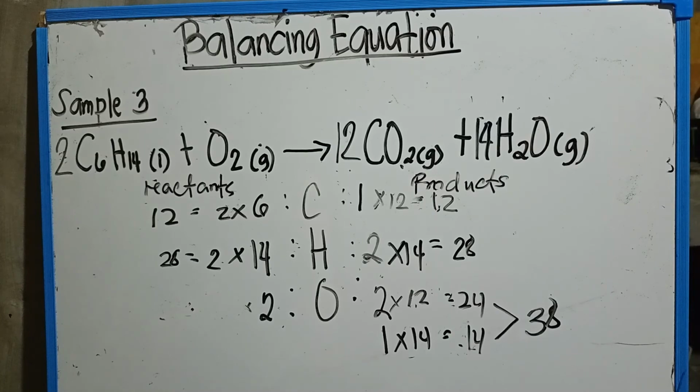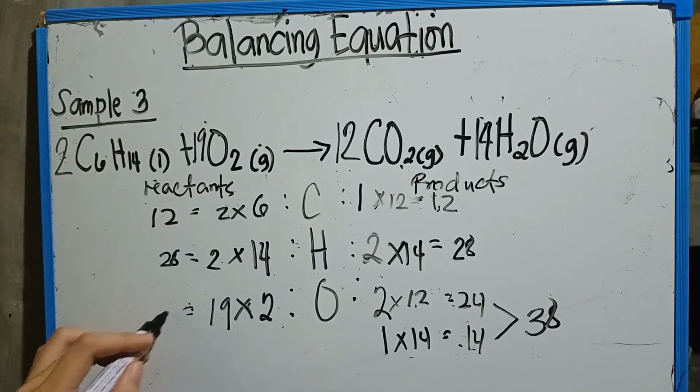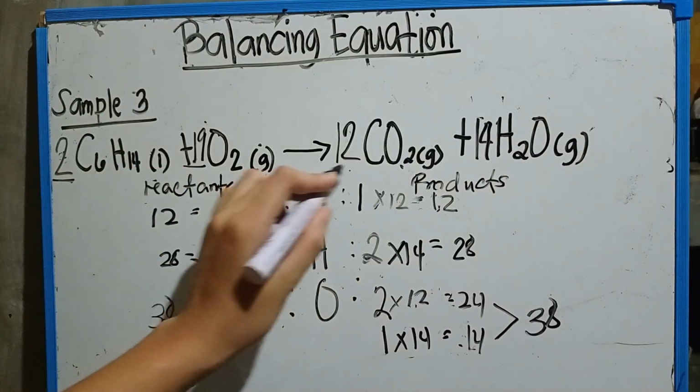Since our oxygen is the only one that cannot be balanced yet, why not use a number that equals 38? So, what equals 38? It is 19. So, write 19 here. So, 19 times 2 is equivalent to 38. So, it is balanced. Our reactants and our product are balanced.